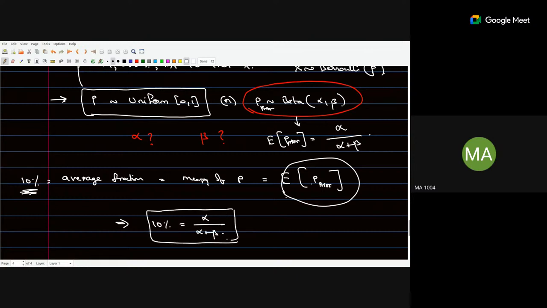Okay, so I got one equation. Maybe 10%, I will write it as 0.1. Okay, 10% or 0.1, both are the same. So I got one equation.